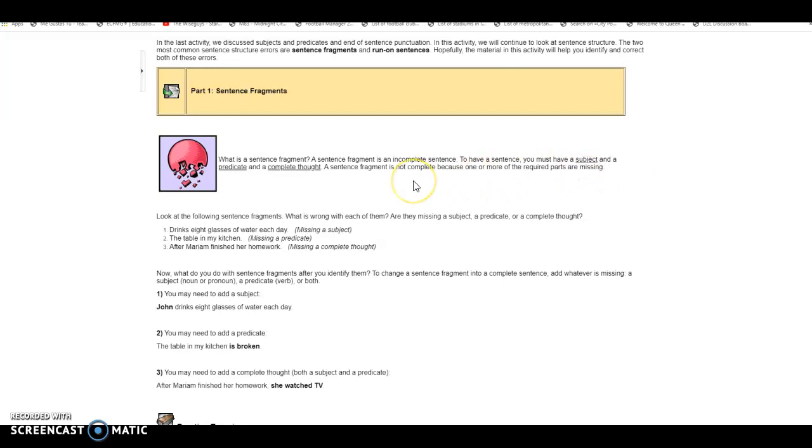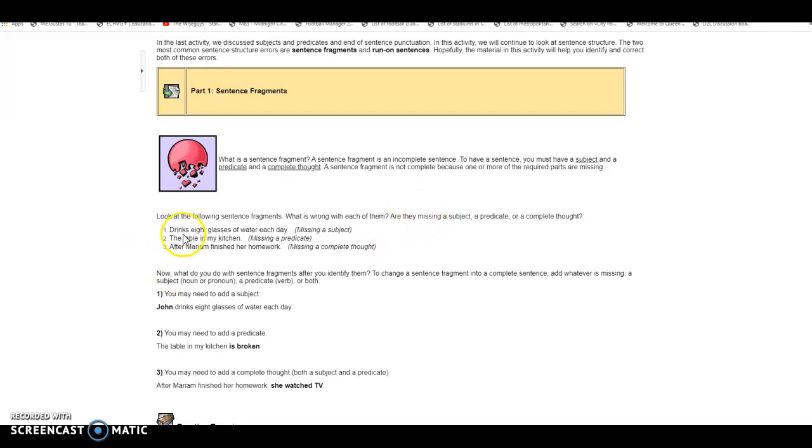So if we look at part 1, it's sentence fragments. So a sentence fragment is an incomplete sentence. So it's any sentence that is missing a subject, a predicate, or a complete thought. And we can look at 3 examples here, one of each.